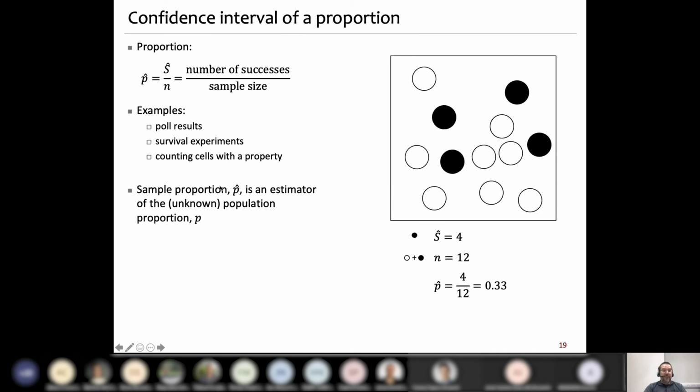Sample proportion, and I would denote it with p with a little hat, just to distinguish it from the population proportion p. The sample proportion is an estimator of the unknown population proportion. You can imagine this as having an urn with a very large number of white and black balls. And then you take a sample of, let's say, 12 balls, and 4 of them are black. So the proportion, our estimator from a sample, is 4 divided by 12, which is 0.33, while the true unknown population proportion is the total number of black balls divided by the total number of balls in this large urn.